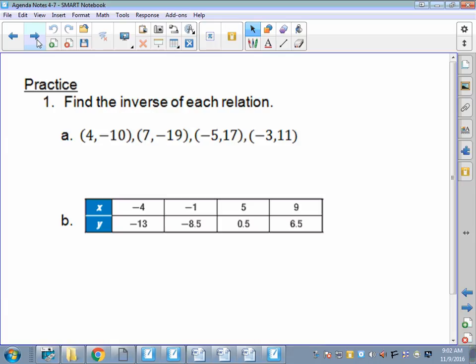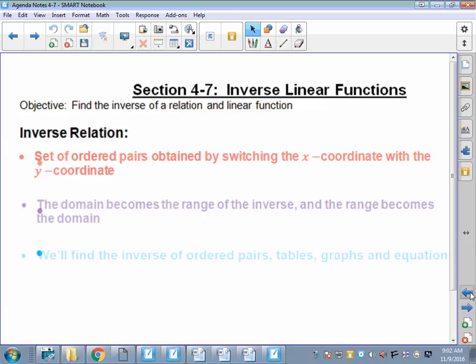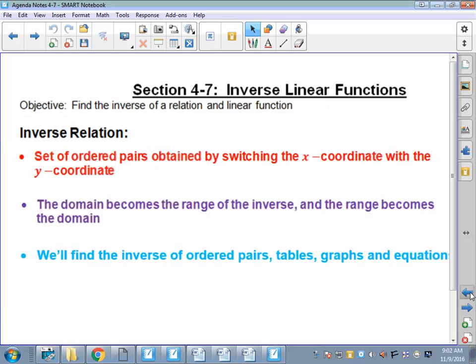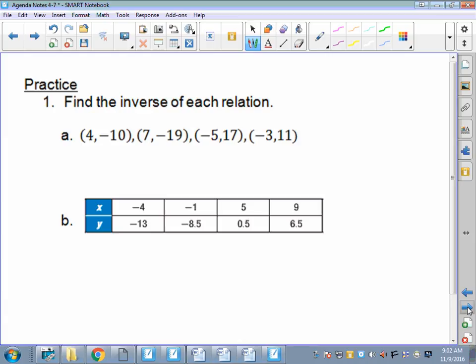Find the inverse of each relation. So we just said on that last slide that the inverse is the set of ordered pairs obtained by switching the x and the y coordinate. So instead of having 4, -10, our inverse would be -10, 4. Instead of having 7, -19, our inverse will be -19, 7. Notice the sign stays with that number. We just switch the x and the y, flip-flop those two things.